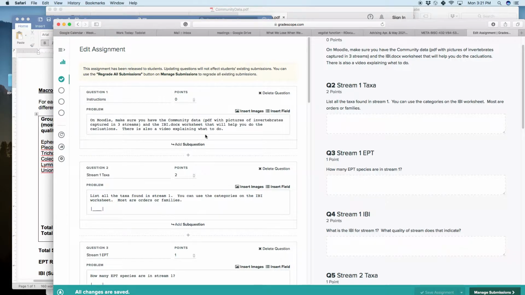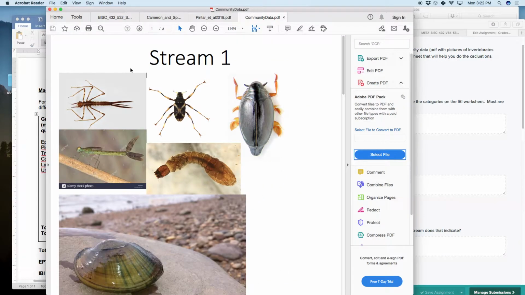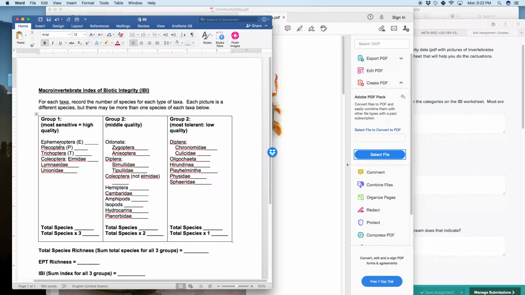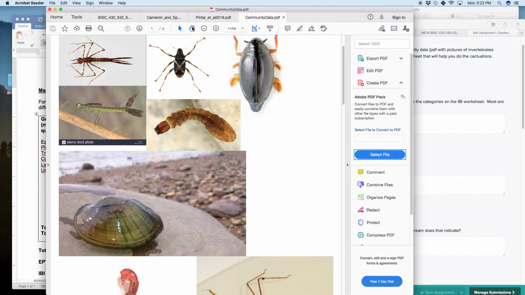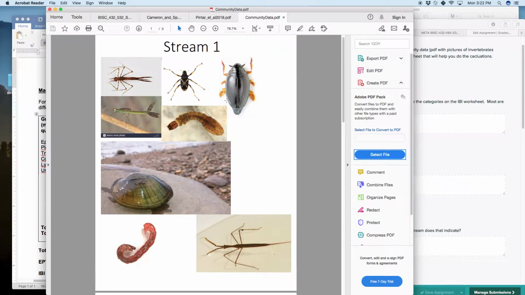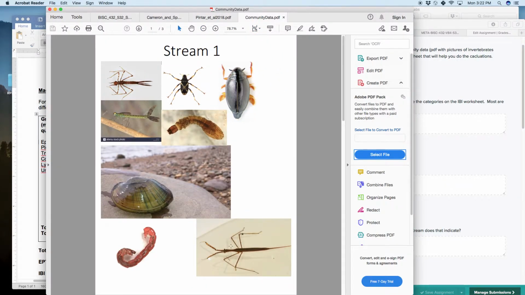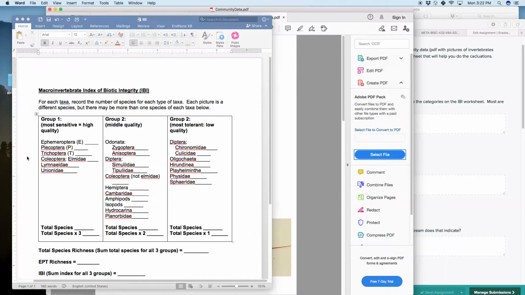This is what it looks like when you edit the questions, but this is what you will see when you get to that. So basically what you're going to do is go through this worksheet. For each community, there are all these pictures of different invertebrates. Let me zoom out so you can see the whole thing. So this is stream 1. You can see there's 1, 2, 3, 4, 5, 6, 7, 8 different taxa here. You're going to need to classify them into these groups.